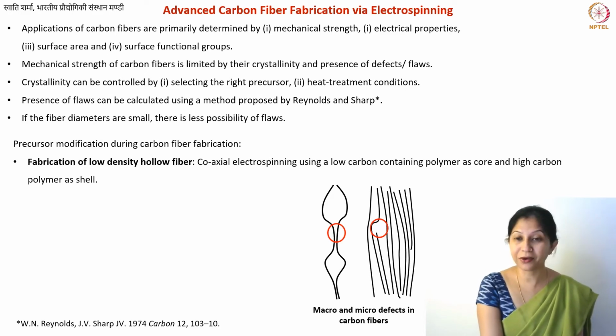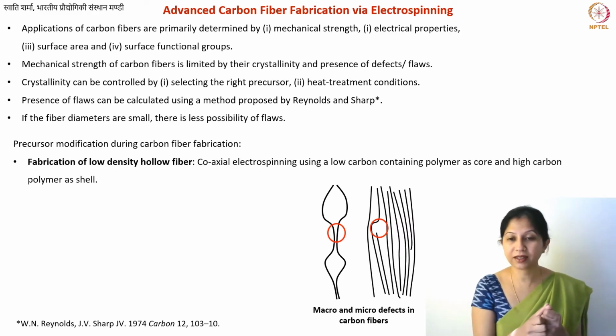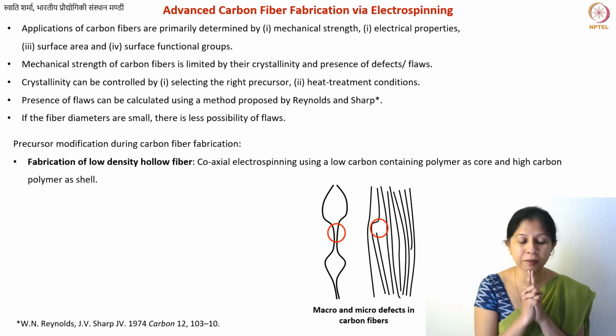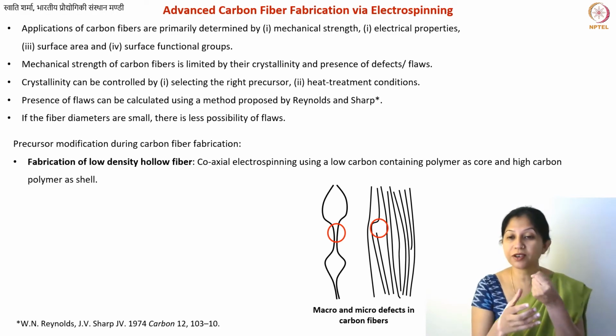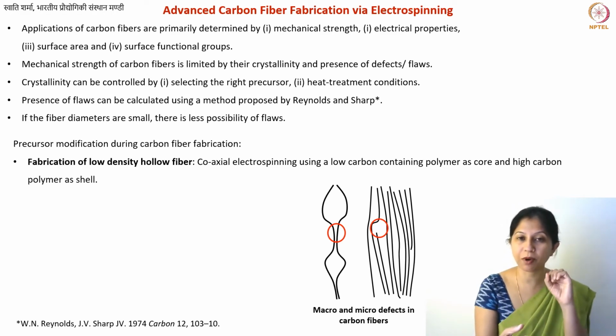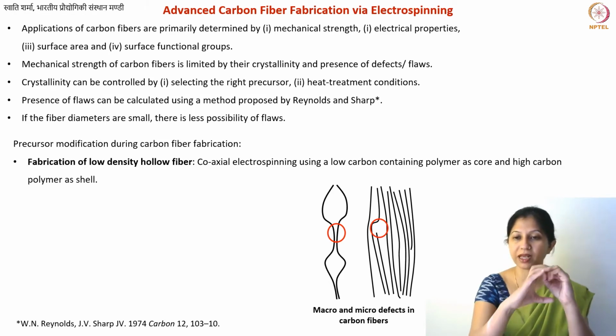So one thing you can do when it comes to carbon fibers, you can, for example, make a fiber which has a core shell-like structure. What do I mean by core shell? You have two different polymers. So there is one polymer which makes the core and the other one makes the shell.